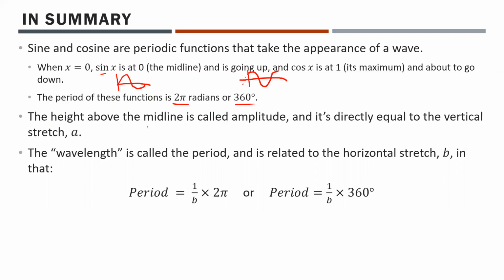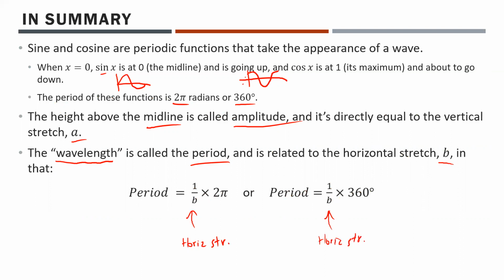Now, the height above the midline is called your amplitude, and it's directly equal to your vertical stretch A. And the wavelength, okay, I didn't call it that today, but you could consider it a wavelength, is called the period, and it's related to your horizontal stretch B, in that the period is 1 over B, or in other words, your horizontal stretch times by 2 pi. Or you consider it, period is 1 over B times 360 degrees. Again, 1 over B is your horizontal stretch.